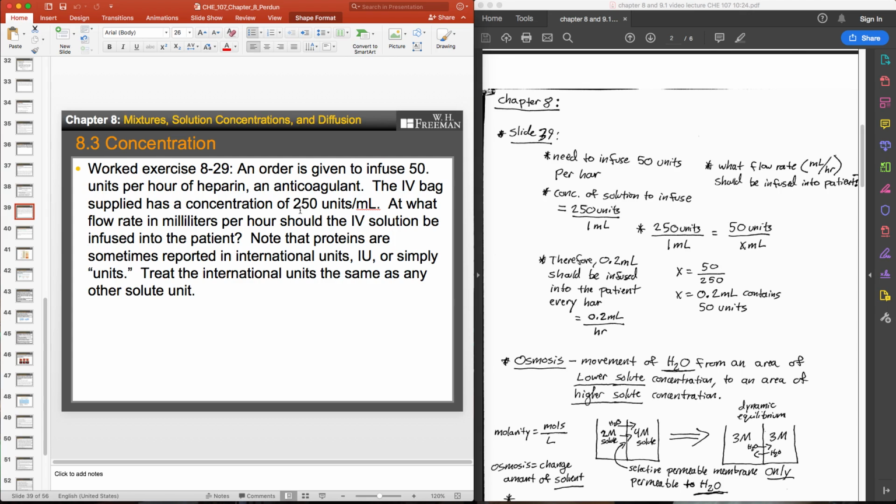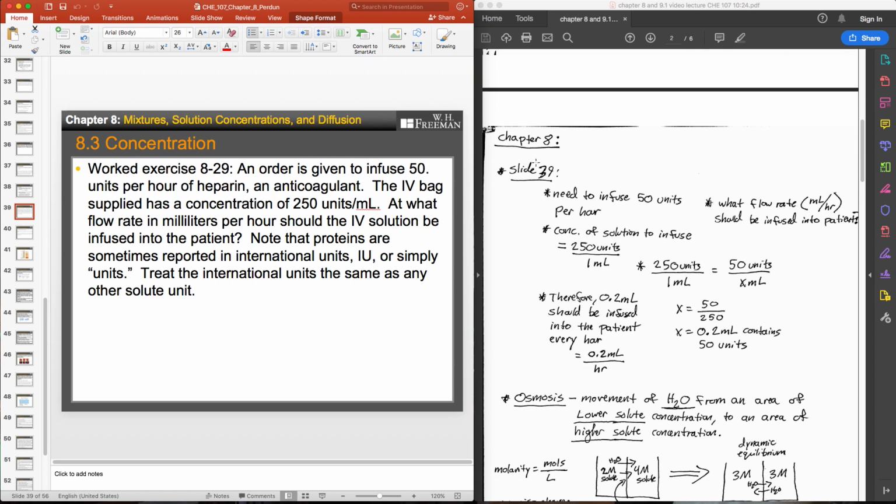So at what flow rate in milliliters per hour, right? So flow rate, we know it has to be volume per hour. Should the IV solution be infused into the patient? So like I said, proteins are sometimes reported as international units. So this heparin, it is actually a protein. And so we're going to treat this just as any other unit.